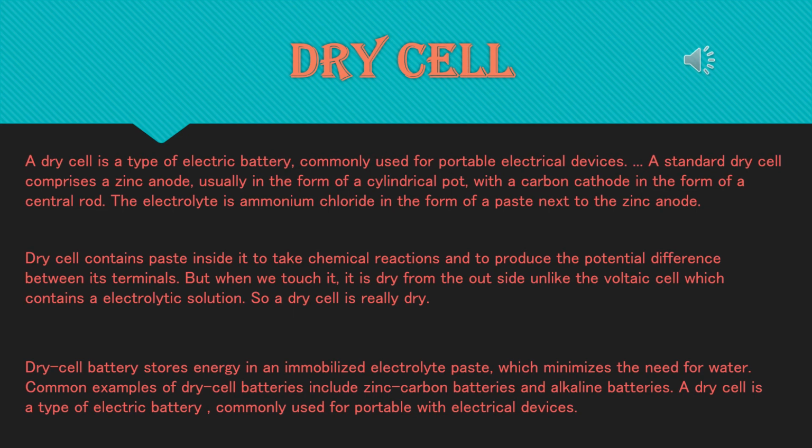A dry cell battery stores energy in an immobilized electrolyte, that means paste, that means it cannot move, which minimizes the need for water. Common examples of dry cell batteries include zinc carbon batteries and alkaline batteries. So mainly the torch battery, actually the zinc carbon battery. A dry cell is a type of electric battery commonly used for portable electrical devices.